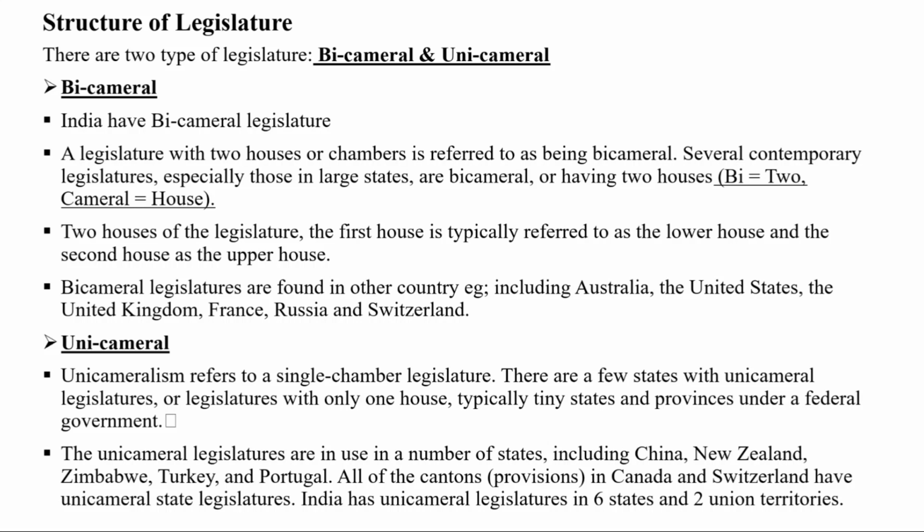Now, unicameral. Unicameralism refers to a single-chamber legislature. There are a few states with unicameral legislatures, or legislatures with only one house, typically tiny states and provinces under a federal government. Unicameral legislatures are in use in a number of states including China, New Zealand, Zimbabwe, Turkey and Portugal. All of the cantons in Switzerland and provinces in Canada have unicameral legislatures. India has unicameral legislatures in 6 states and 2 union territories.